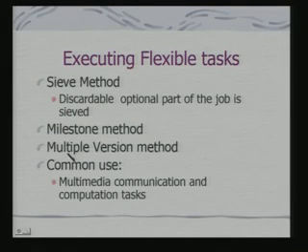We shall look at them, and the very common use of these kinds of flexible tasks is related to multimedia communications and computation tasks. In fact, the majority of your multimedia enabled devices, like your cell phone, your VCD player, MP3 players, MP3 players with added functionalities which are coming into the market, all of them implement some variant of this kind of flexible scheduling policy for dealing with resources.